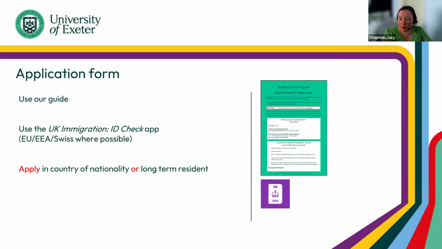To help you prepare your application, we recommend you use our application form guide to set up and fill in your application form. The guide will help you to answer the questions on the form, but you also need your CAS statement to refer to. EU, EEA and Swiss students will be directed to use the UK Immigration ID Check app to scan their identity document at the start of the application. You'll be able to use the app if your passport has a biometric chip and you have a compatible phone that has NFC technology. We'll post a link in the chat with more detail.